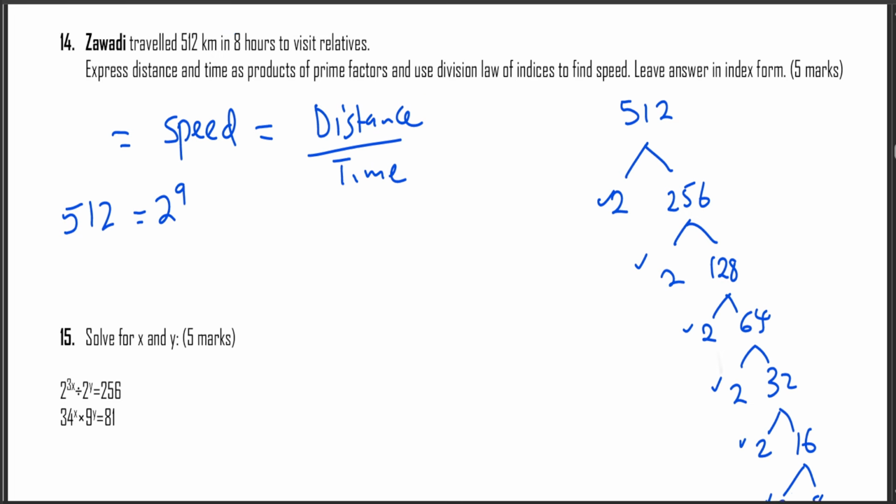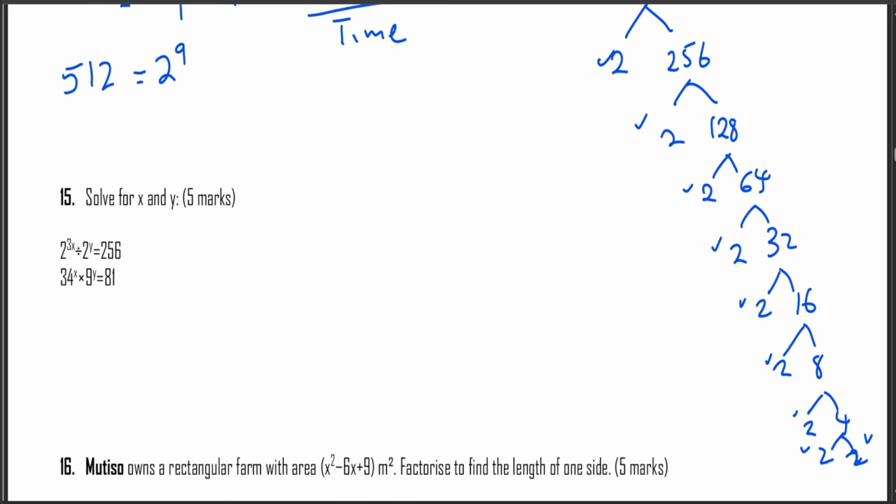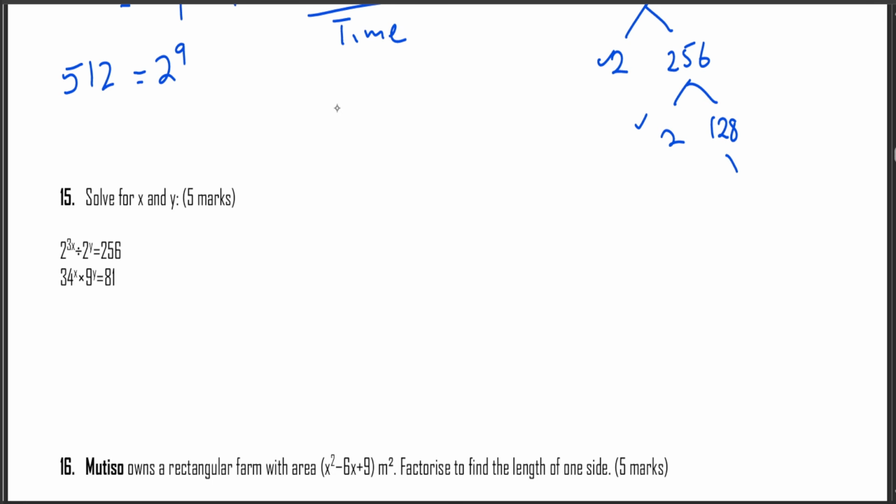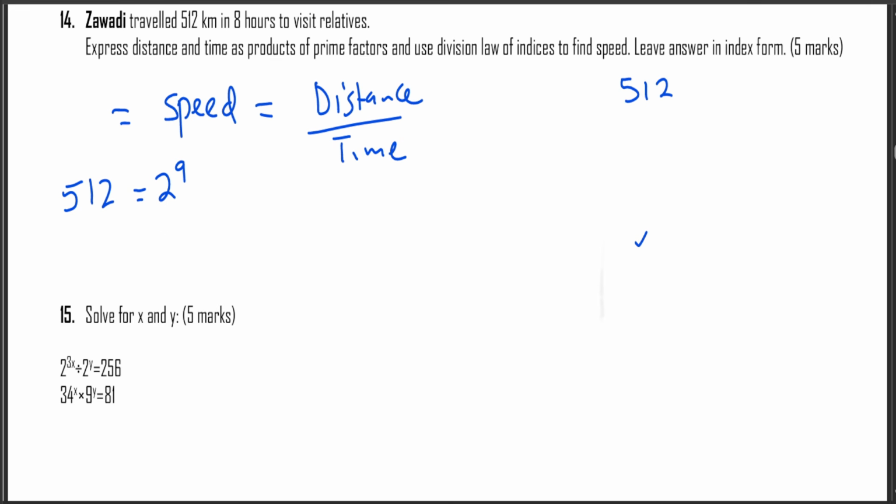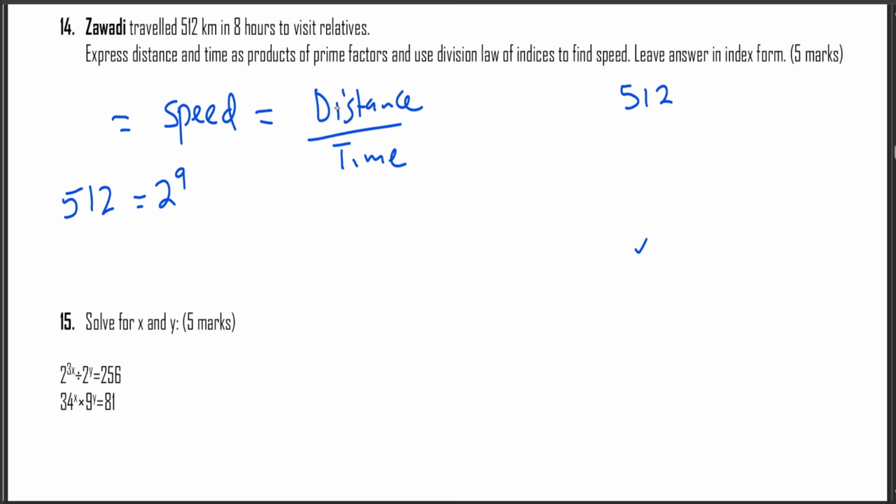Then what about 8? 8 is 2 to the power of how much? 8 is basically 2 to the power of 3. You don't need to do all of this factoring, but if you want, you can do it. 8 divided by 2 is 4, divided by 2 is 2 and 2. So this is just basically 2 to the power of 3. So 8 is 2 to the power of 3.